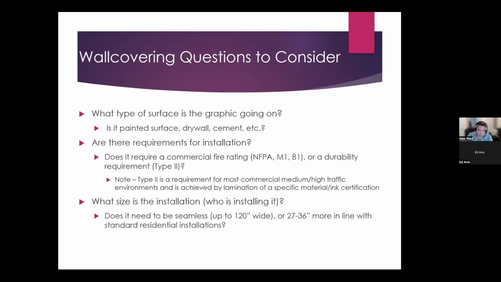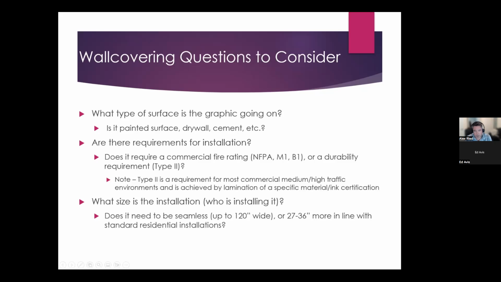But one of the things that you want to do if you work with them or start talking to them is understand their capabilities. Have they done installation with some of these digital printed materials before? Because some of the paste requirements might be different from some of the traditional gravure wall covering printed versions that they've done. And then lastly, the size.